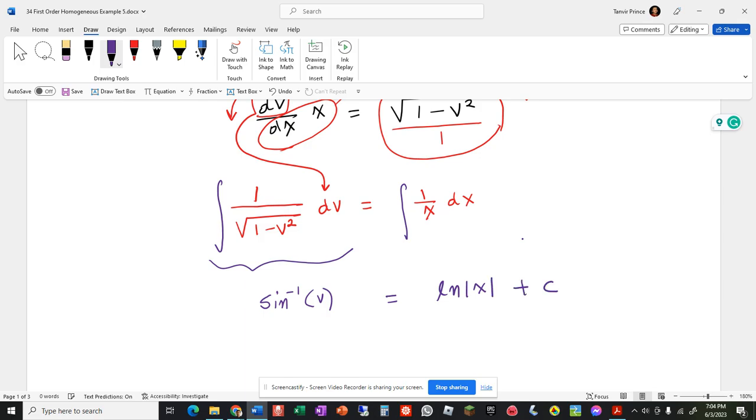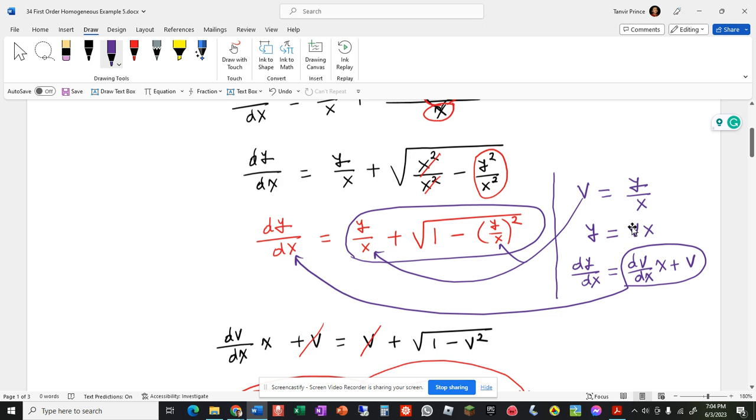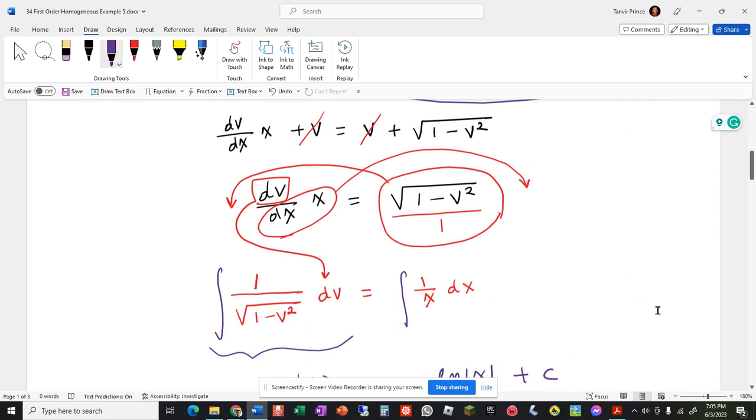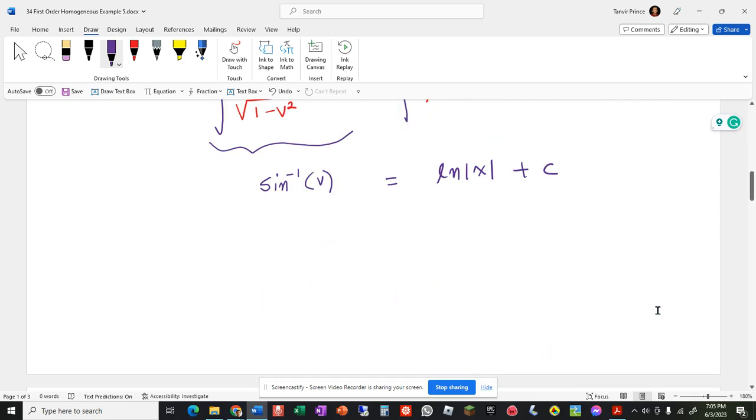But I can drop the absolute value of x because x is bigger than 0 is part of the question. If you look at the question, it actually tells you that x is bigger than 0. So if I want, I can drop the absolute value. But I'll not do this right now. We're going to do it later. So let's leave the absolute value of x as it is.